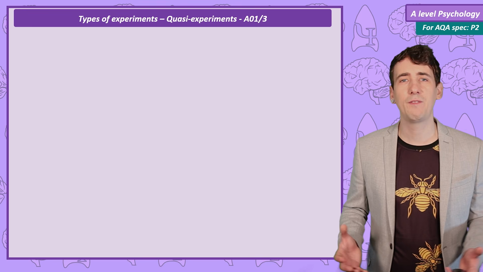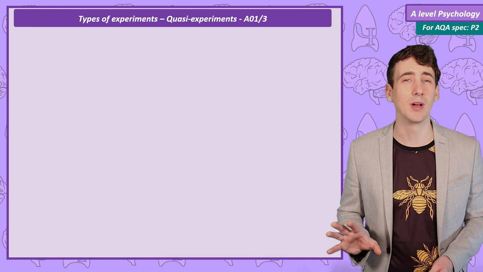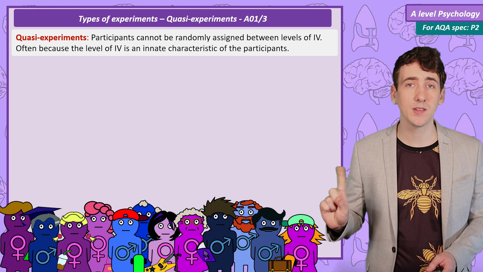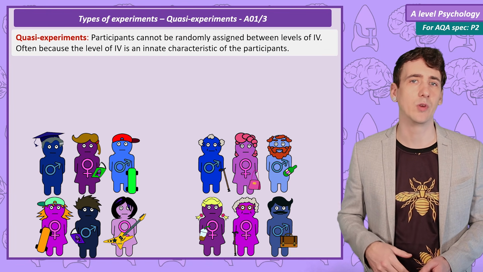Quasi-experiment. The final type of experiment is known as a quasi-experiment. It has an unusual name, but actually it's quite simple. In a true experiment, you should be able to randomly assign participants to the different levels of the independent variable. So blue light or green light on recall.